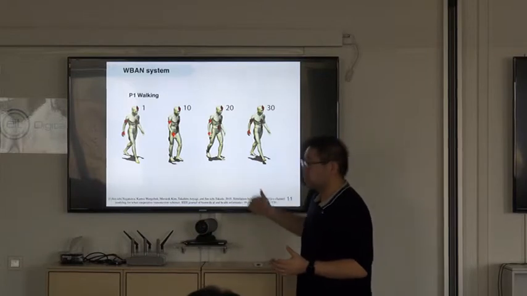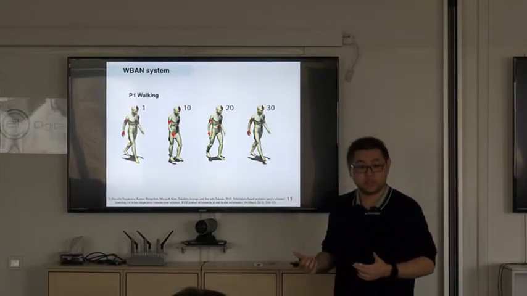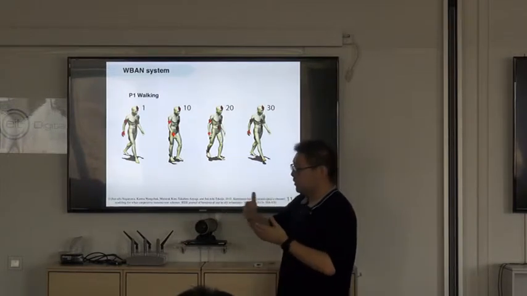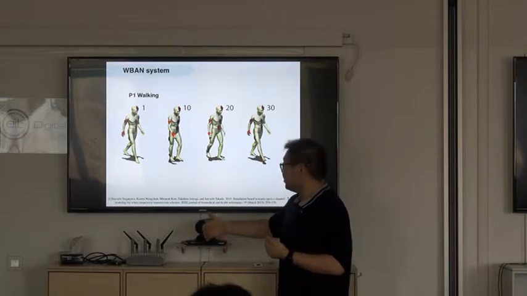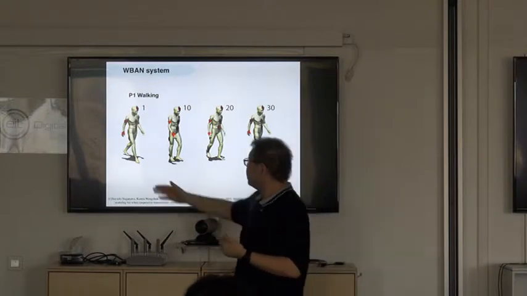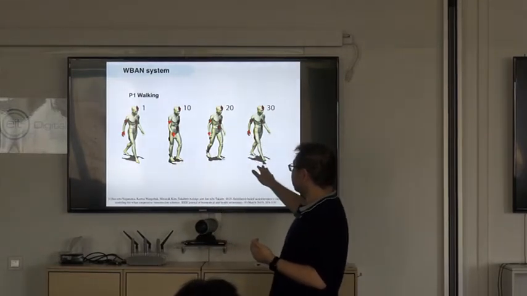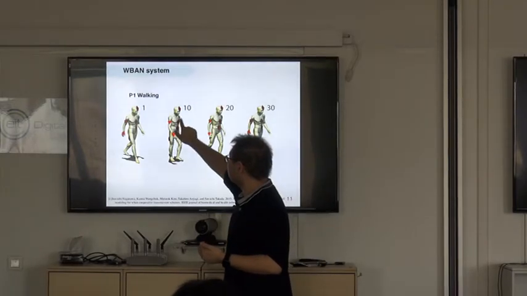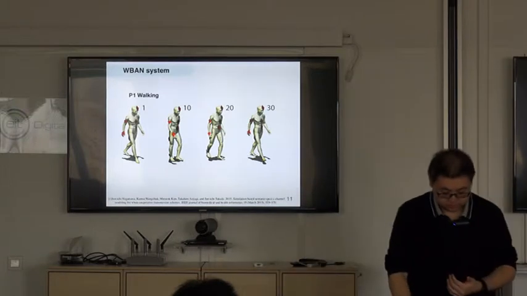For example, for walking, there's a human model based on simulation. It's walking, and this is represented by a sequence of time frames. Here we show only 4: the first frame, the 10th, the 20th, and the 30th. And the red points in the figure on the human body represent the sensors, the positions of the sensors.